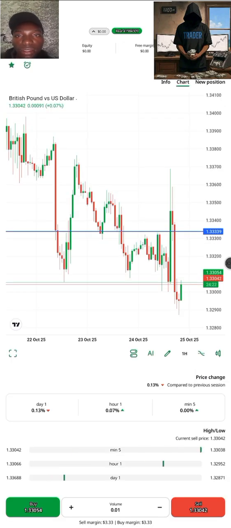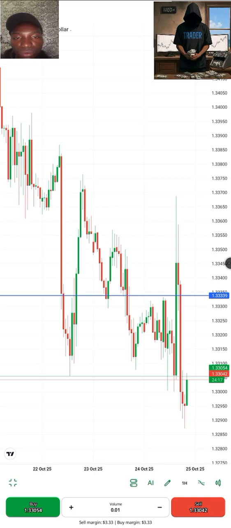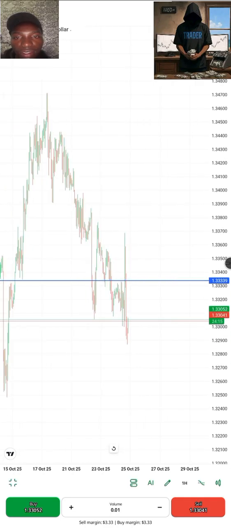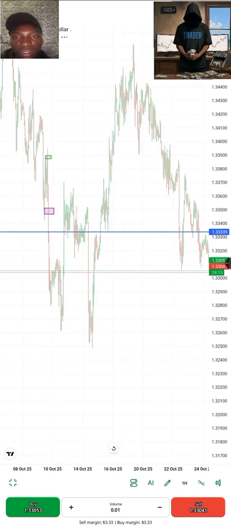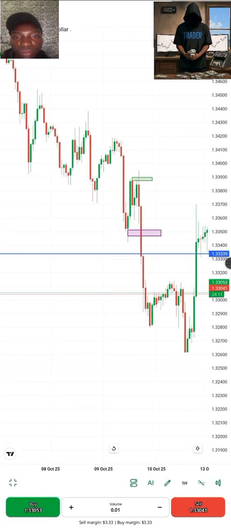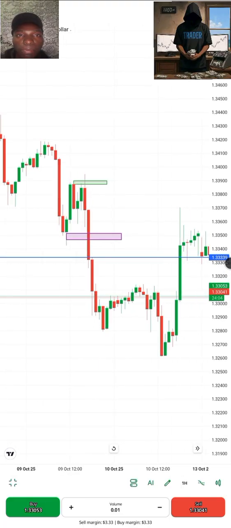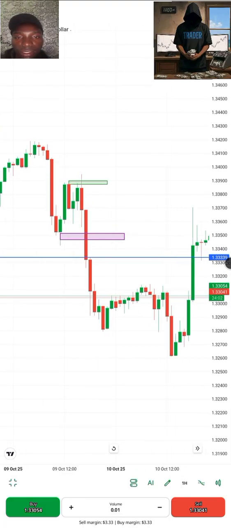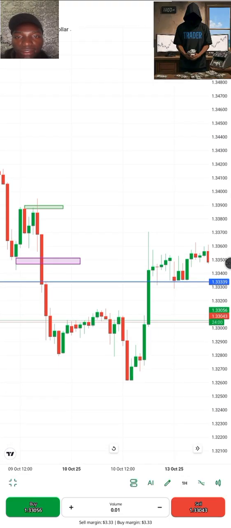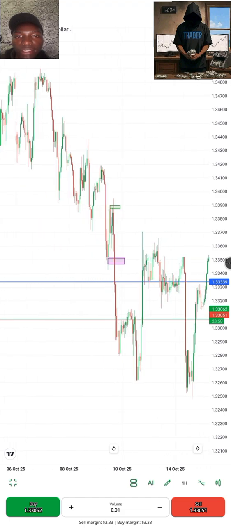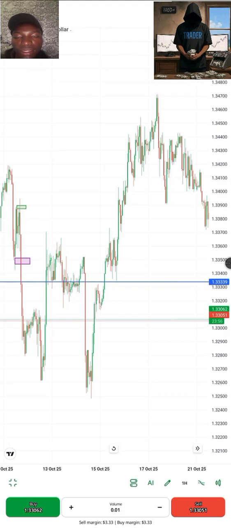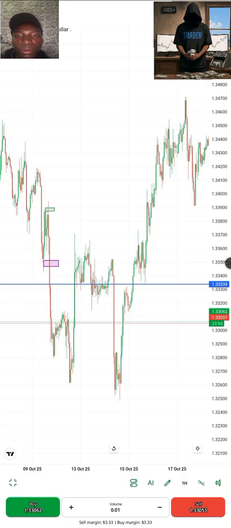As you can see, I was in the market some few days behind. I predicted that this market will go down, and as you can see, it already performed. I have predicted it. It went down and then up, down, up.